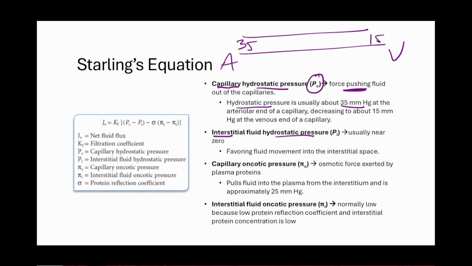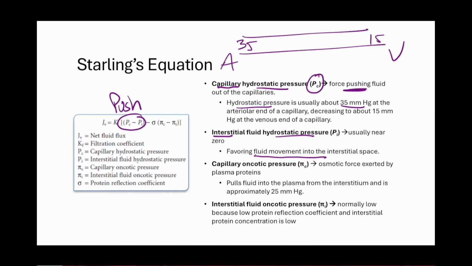Okay, that should be around zero. Again, this is still push, forcing fluid movement into the interstitial space. So we have on this side of the equation the P's, these are the push. Pushing stuff out. These favor filtration, leaving the capillary, going into the interstitial space.